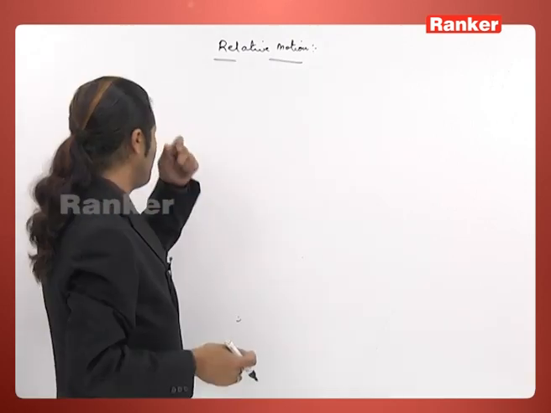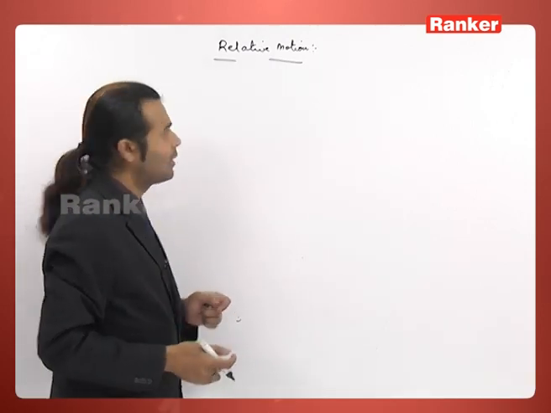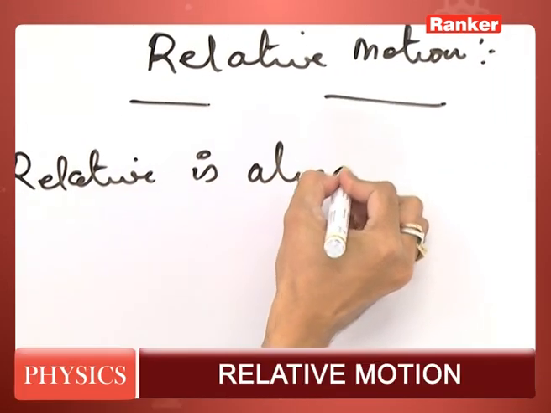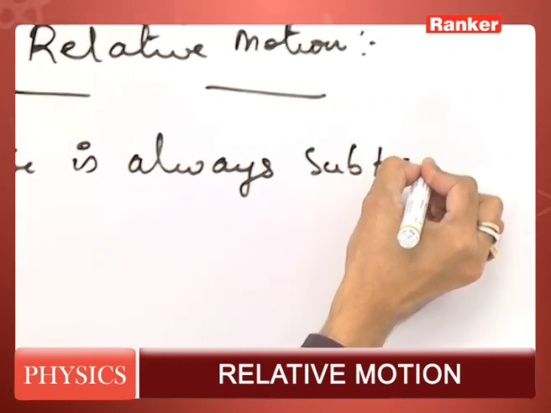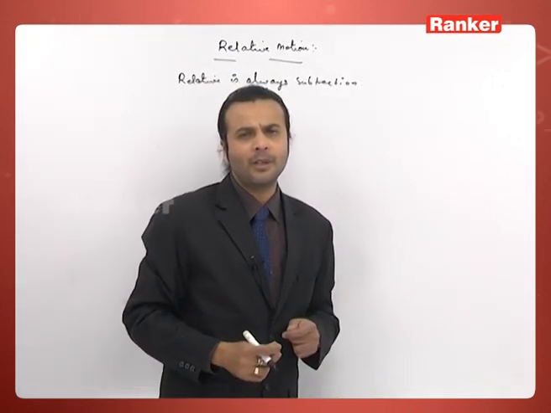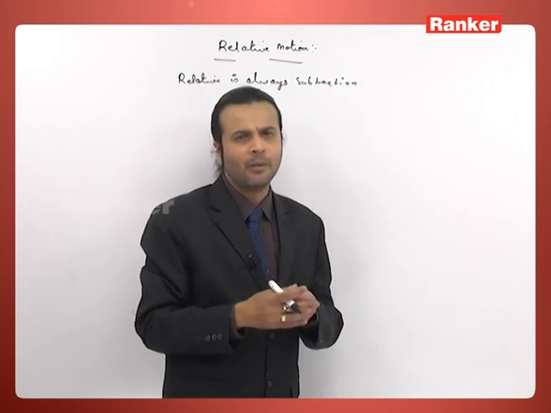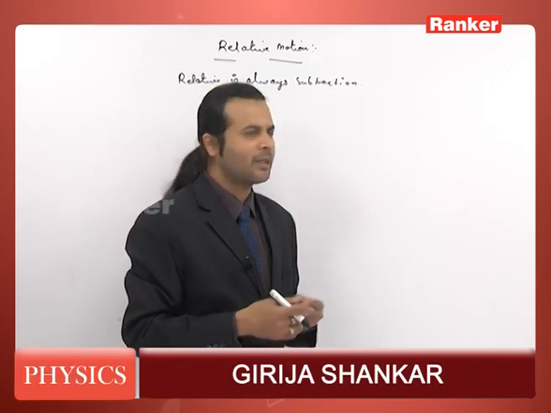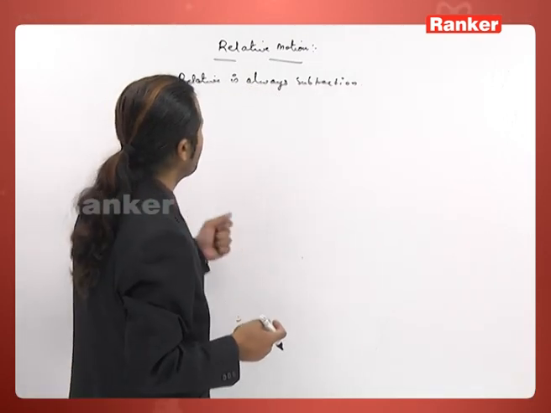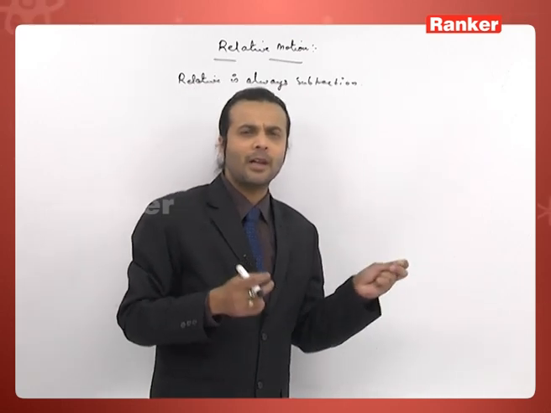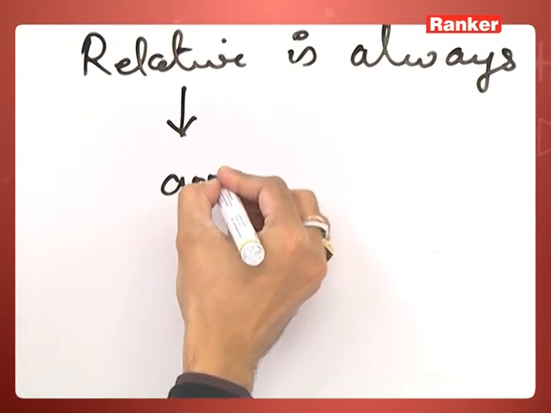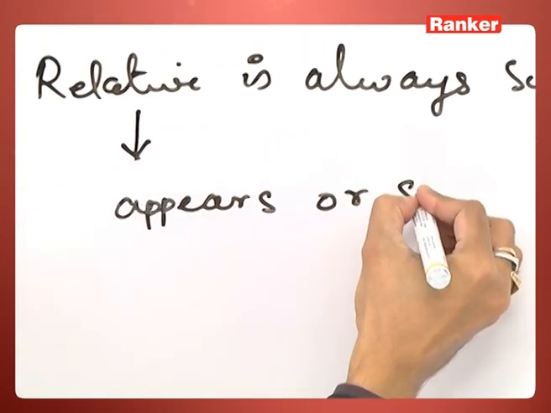Now let us discuss a new part of the kinematics, that is relative motion. Relative is always subtraction. The relative term comes between two objects when they are moving with certain velocities, either in the same direction, in opposite directions, or in any random directions. So relative motion comes from that. That means with respect to a moving object, another moving object appears or seems to be.